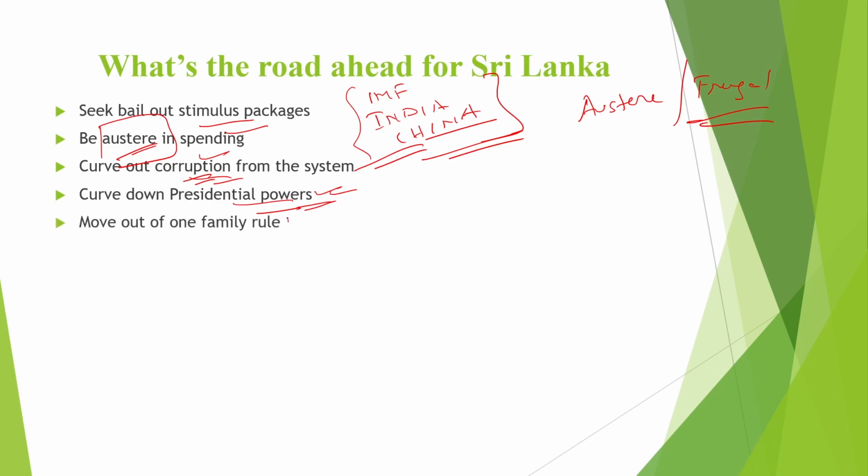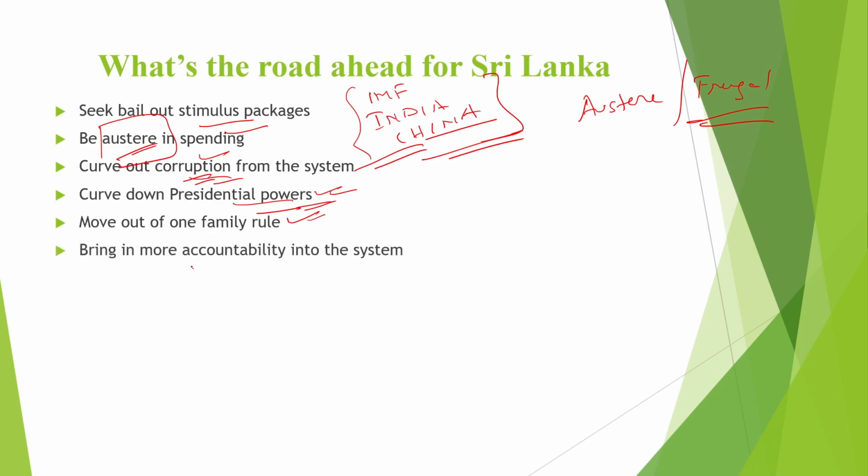Next, move out of one family rule. We have already discussed this. Sri Lanka's main problem was that it was a one family rule. The Rajapaksa family held almost all the cabinet posts and all the major powers in the administration, and that led to this decline.